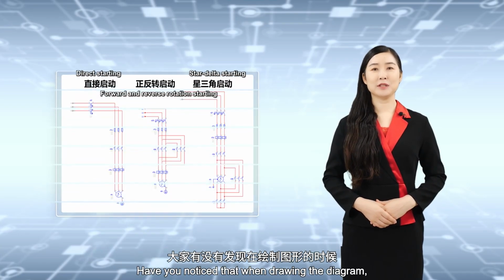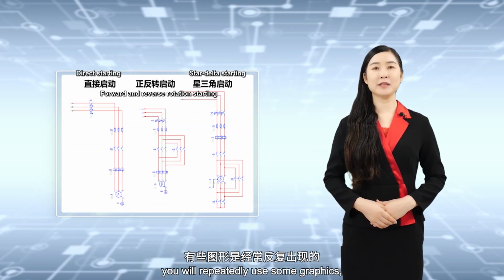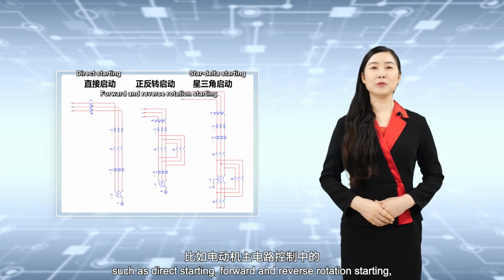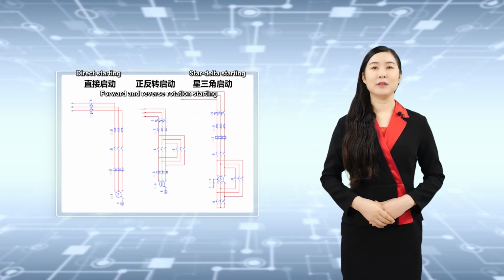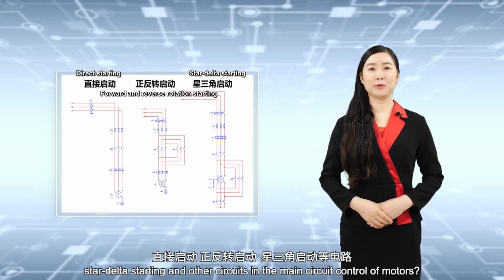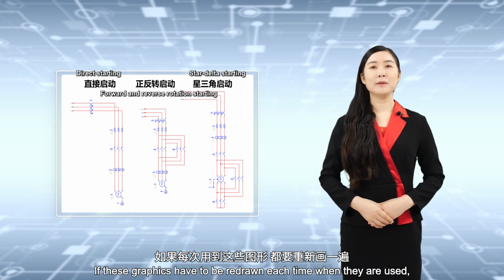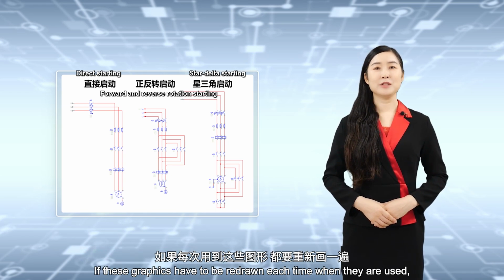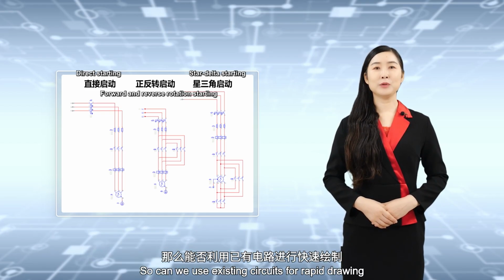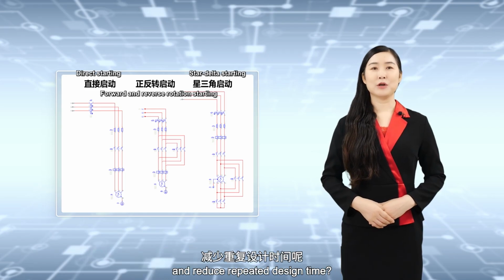Have you noticed that when drawing the diagram, you will repeatedly use some graphics, such as direct starting, forward and reverse rotation starting, star delta starting, and other circuits in the main circuit control of motors? If these graphics are to be redrawn each time when they are used, it will inevitably reduce the work efficiency. So, can we use existing circuits for rapid drawing and reduce repeated design time?